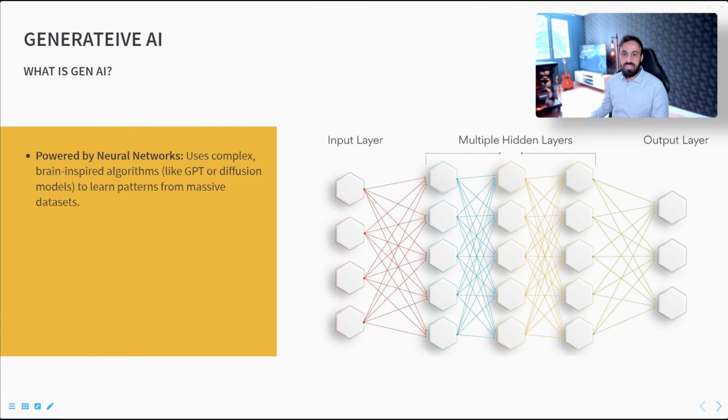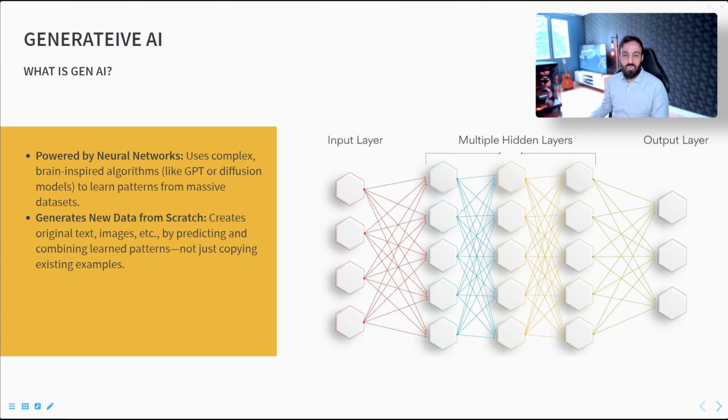Generative AI is a type of artificial intelligence designed to create new content. First, it's powered by neural networks. These are advanced algorithms like GPT or diffusion models that are inspired by how the human brain works. These models are trained on vast amounts of data to learn patterns and structures.